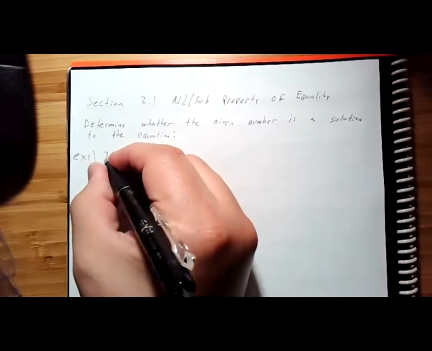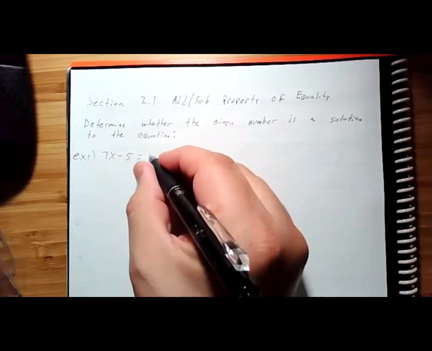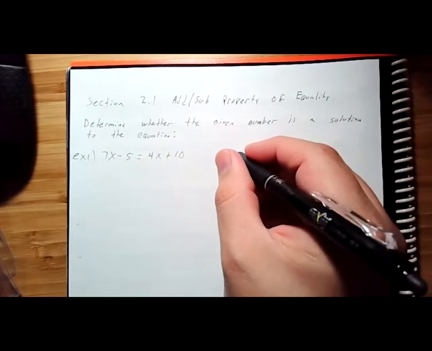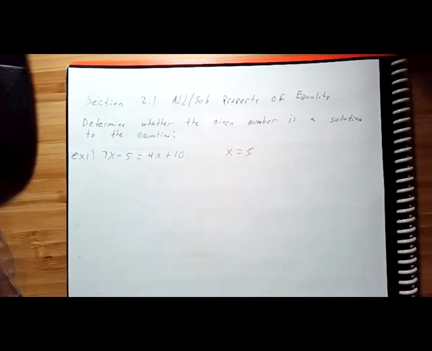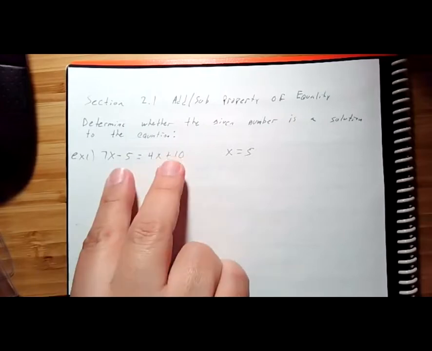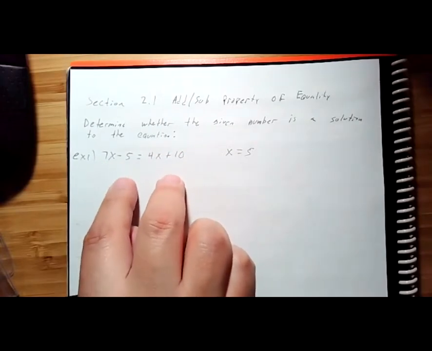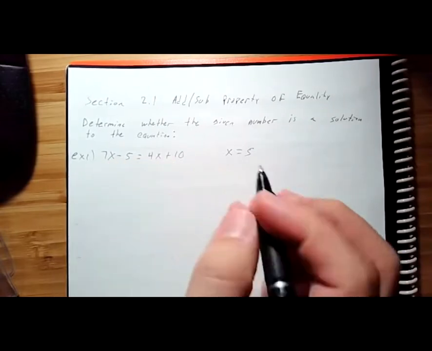First thing, 7x minus 5 is equal to 4x plus 10, and they give you a value. I'm just going to call it x equal to 5. So the first couple of examples, I want you to plug it in and see, does it work? Does it create equality? If it is not a solution, you will get a false statement, meaning two different numbers on both sides, like 5 equals 0 or 2 equals 1. Clearly, those are false statements.